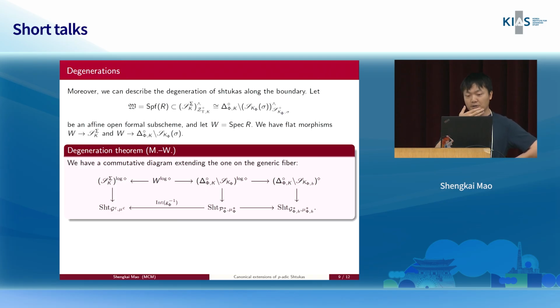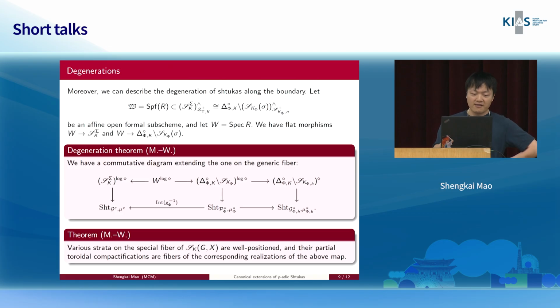In Chai-Faltings and Langlands' work, they describe the formal completion along the boundary using Mumford's construction, using the degeneration data. You can think of this theorem in that spirit. So a theorem following this is we can show all the various strata on the special fiber, like the Newton strata and central leaves, are well positioned, which means they behave very well along the boundary. And their toroidal compactifications are actually the fibers of this Shtuka map on the special fiber. So they have very good compatibilities along the boundaries. This is very useful when you consider the non-proper Shimura varieties and study the geometry of the special fiber.